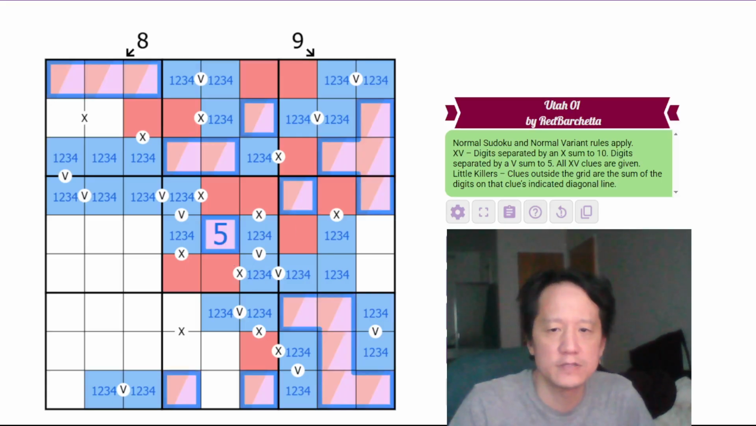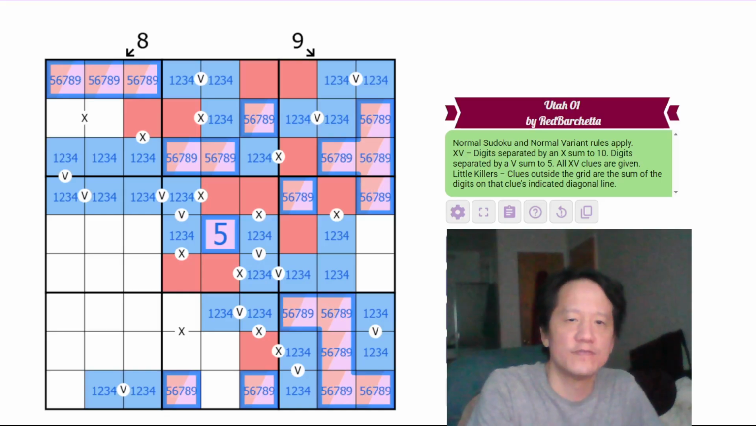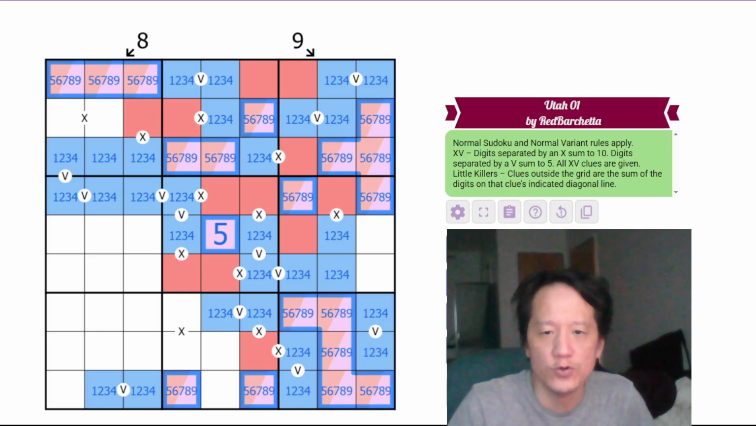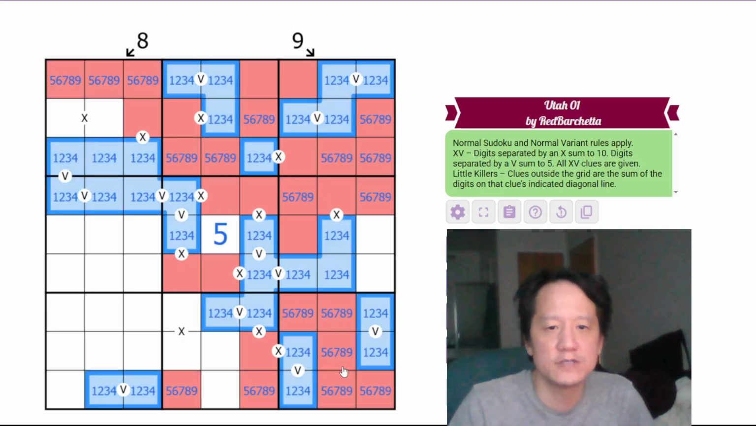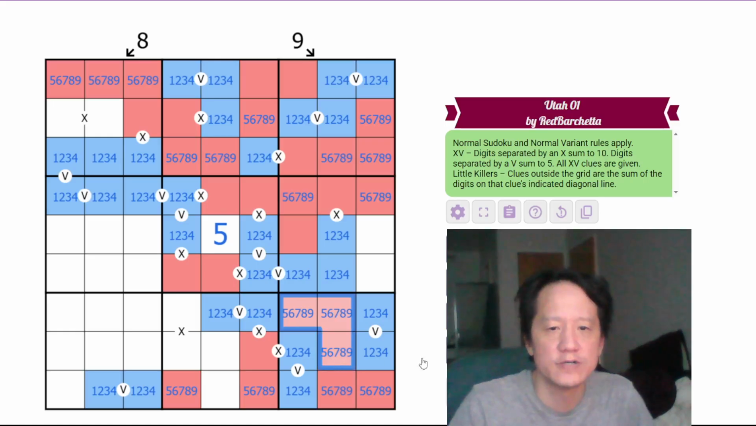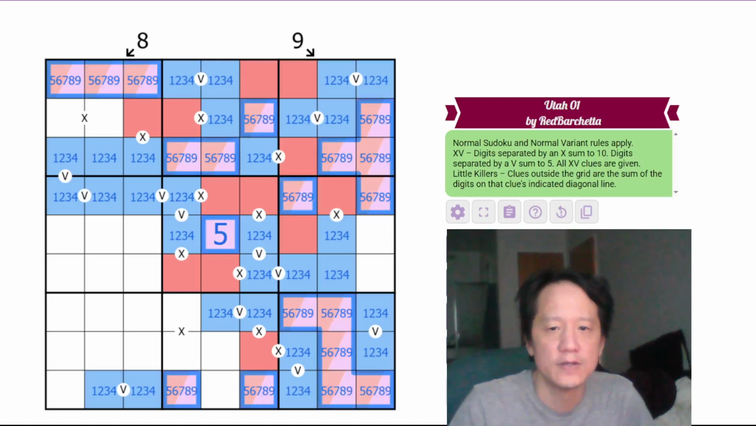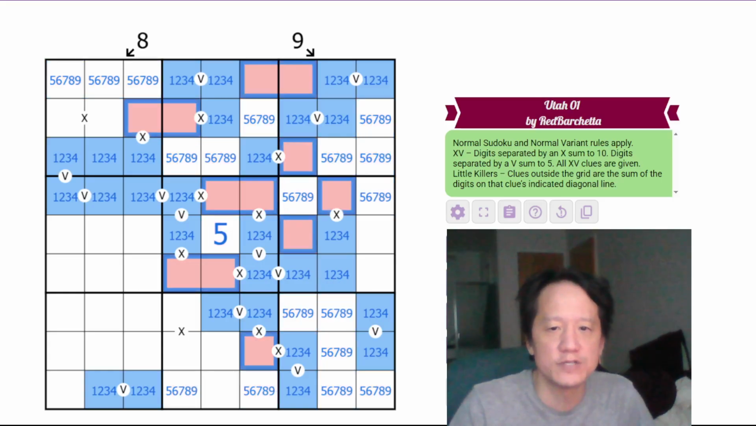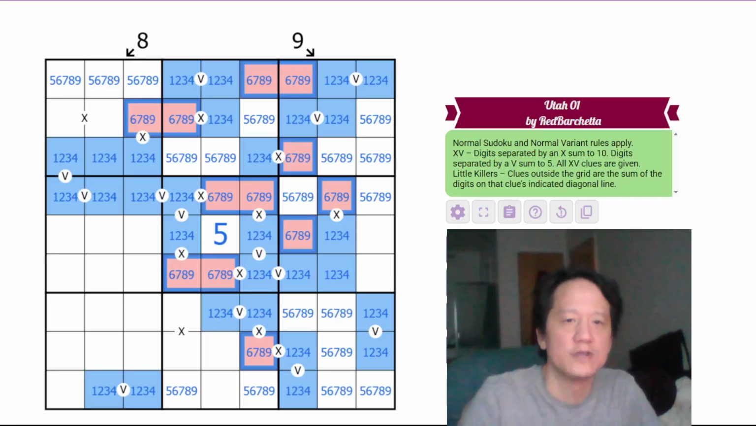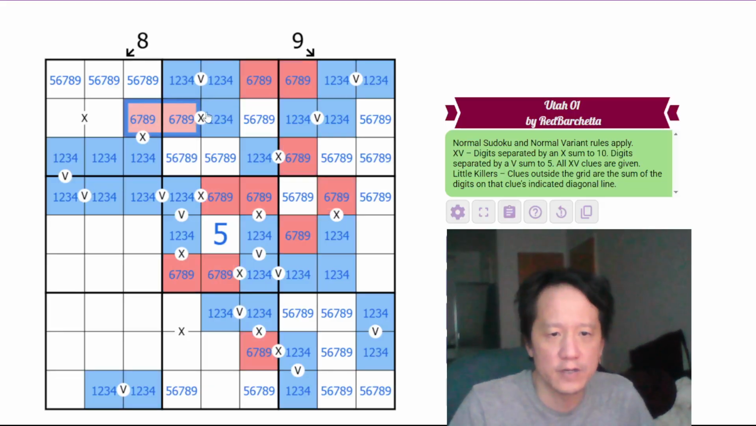All the pinks, we're going to mark those as 5 through 9, and we're going to remove the pinks. All the rest of the reds, well, we're going to remove actually both colors. So that means for the rest of the reds, those are 6 through 9. Okay.